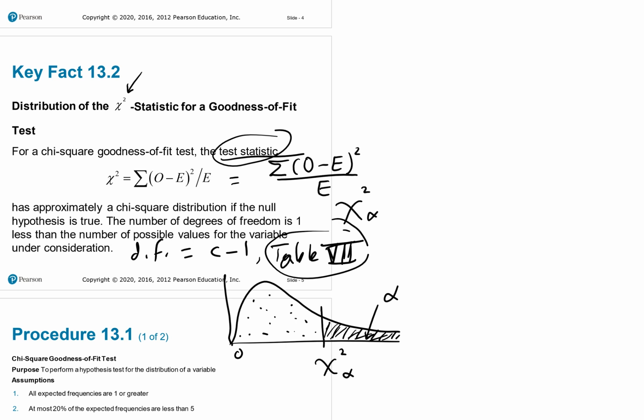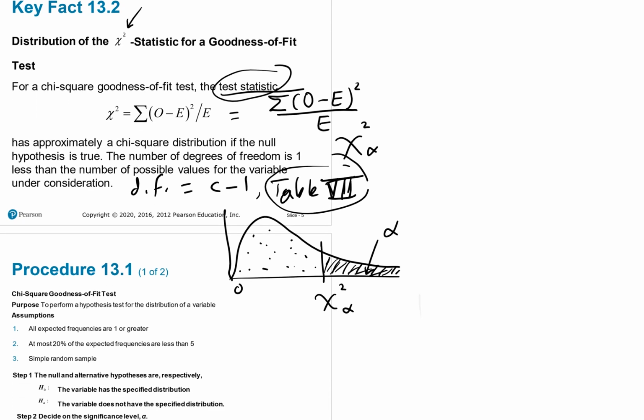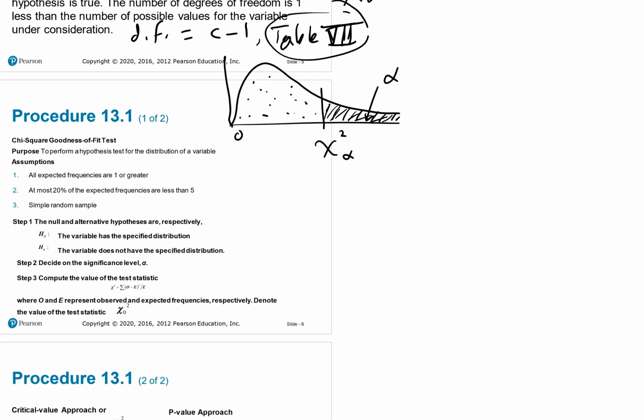Okay, now to be able to use this test, there are some requirements or assumptions. The first thing, all expected frequencies should be 1 or more. That's a condition we need to check. At most 20% of the expected frequencies are less than 5. And as always, simple random sampling. If these conditions are met, then we can use this test.